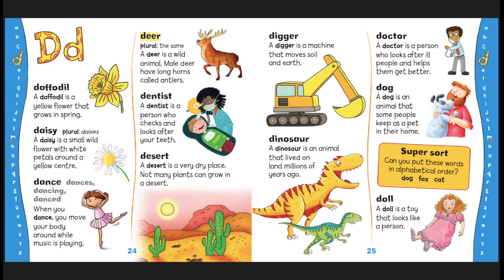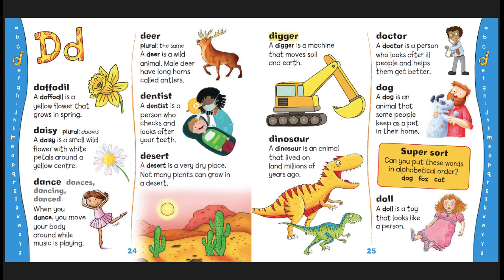Deer. Plural, the same. A deer is a wild animal. Male deer have long horns, called antlers. Dentist. A dentist is a person who checks and looks after your teeth. Desert. A desert is a very dry place. Not many plants can grow in a desert.